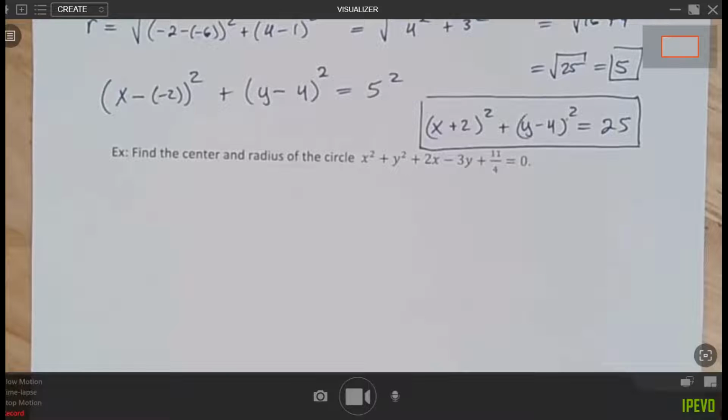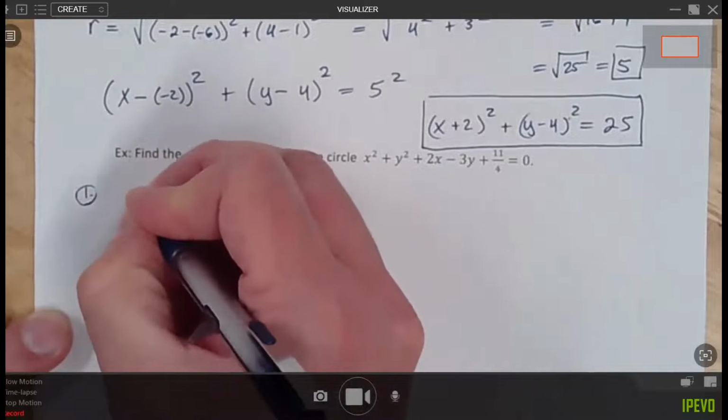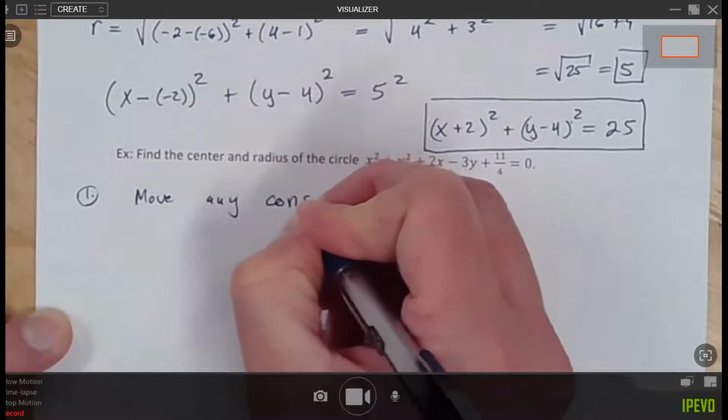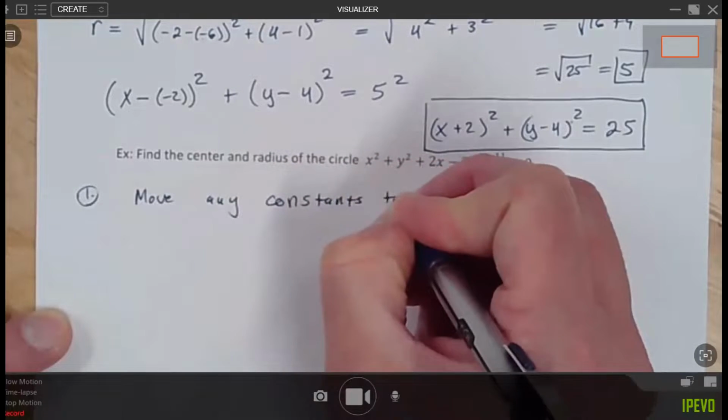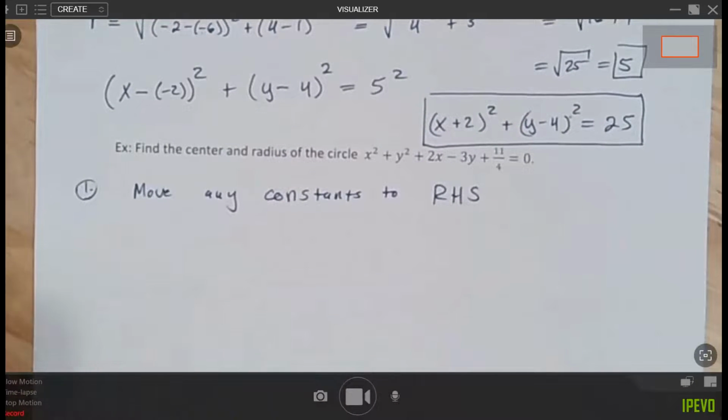And the way we're going to do that is by completing the square, which is really the reason we talked about completing the square last class, so we could see it before we use it here. We're going to complete the square for both the x's and the y's. So here's how I would recommend writing this. First, move any constants to the right-hand side, which we often abbreviate as RHS.